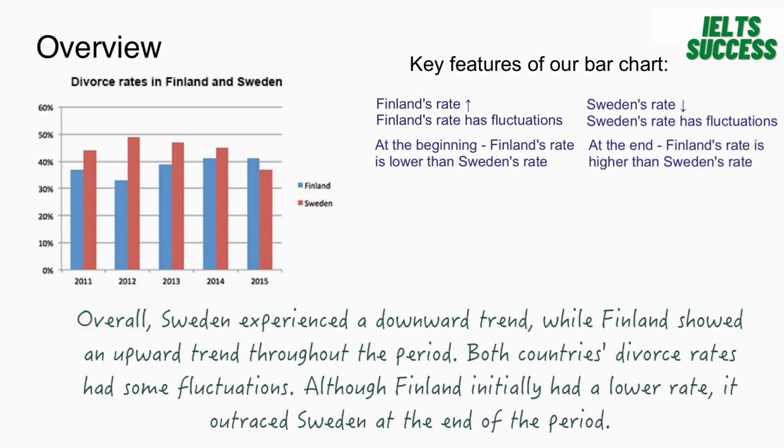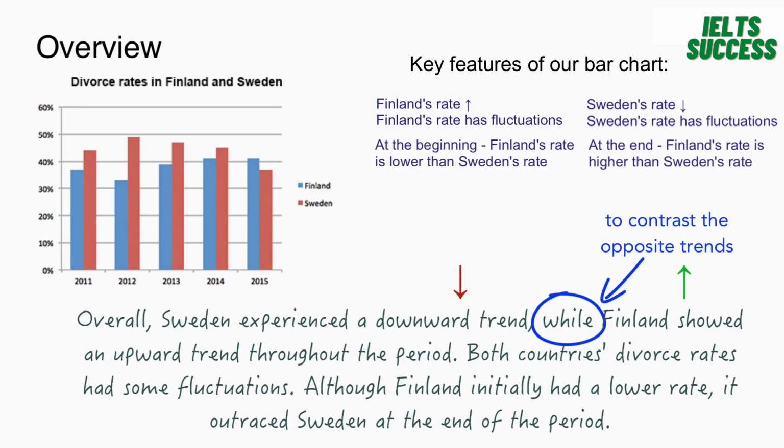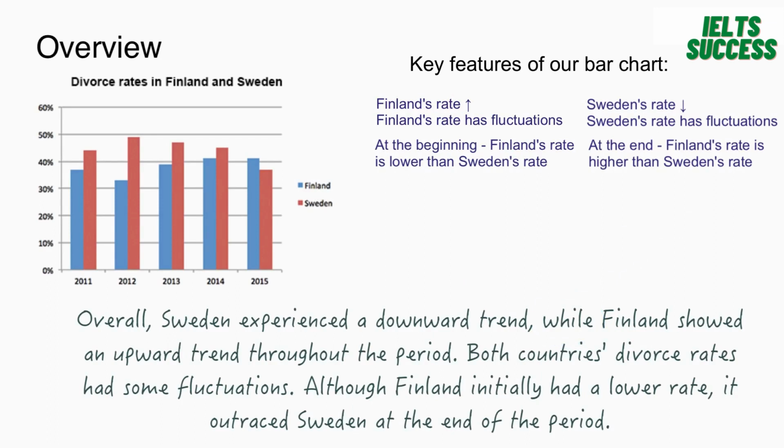Next, I wrote a phrase: Sweden experienced a downward trend. This is just a nice way of saying that Sweden's rate went down. And I wrote that Finland showed an upward trend. Likewise, this means that Finland's rate went up. Note how I used the linking word while to contrast the opposite trends. It is a very good technique, so keep it in mind.